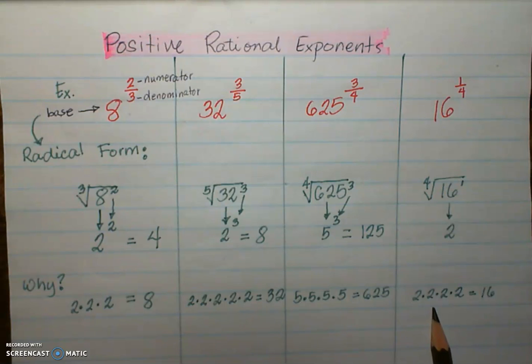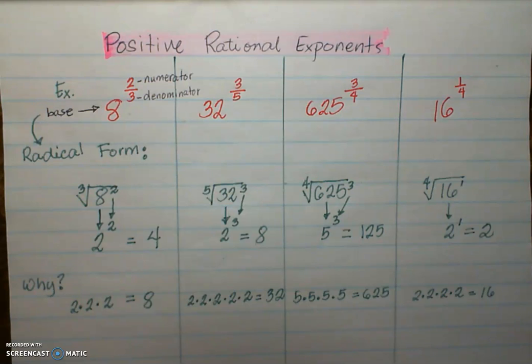2 times 2 is 4, times 2 is 8, times 2 is 16. So once again, the index tells you the number of factors that you're going to have to use when you multiply that number by itself. So now, after generating it, you're going to apply the power, which in this case is a 1. So 2 to the power of 1 is just a 2.